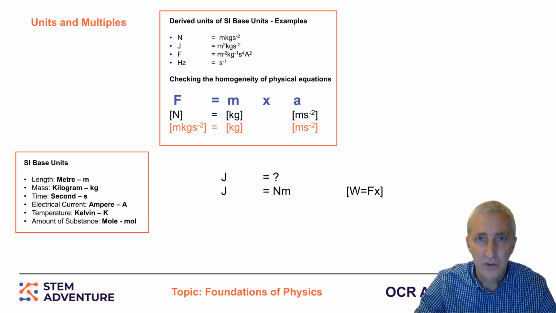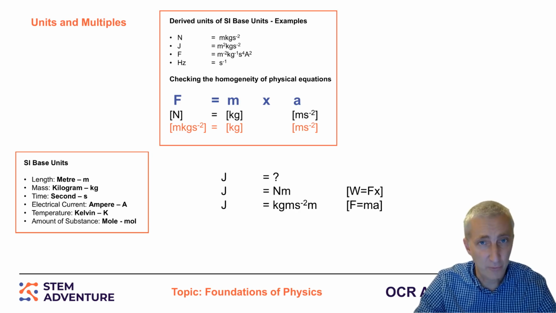So joules are a unit of work. So we can use the work equation, which is equal to force times distance, to get closer to the base units. Force is newtons and distance is meters. So joules are newton meters. We can then further break down force, which is mass times acceleration, into kilograms and meters per second squared. So joules can be broken down into meters squared, kilograms and seconds to the -2.